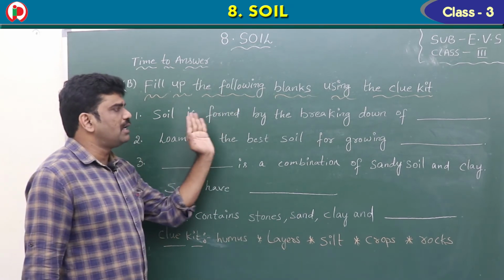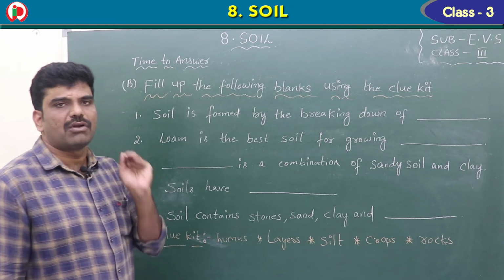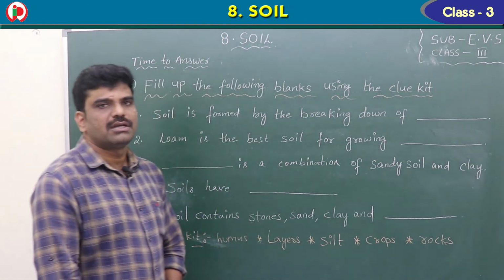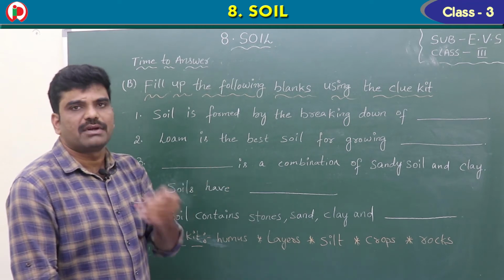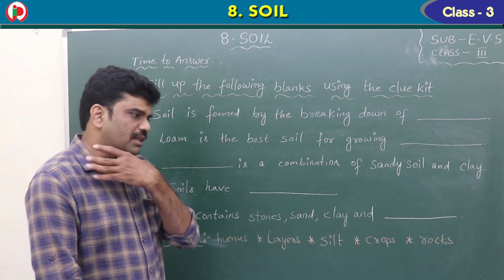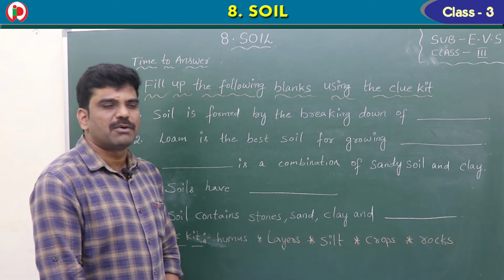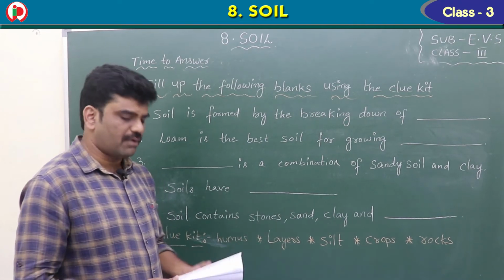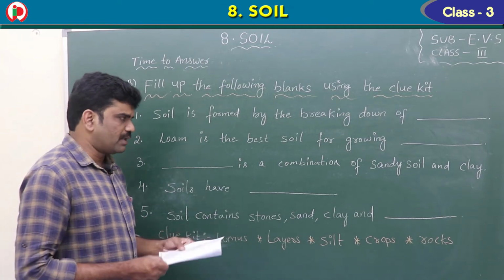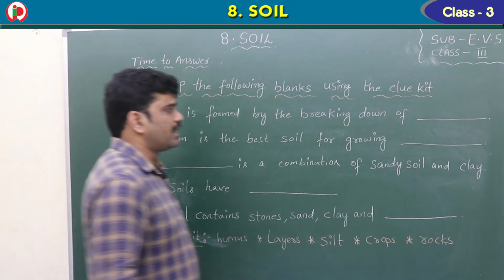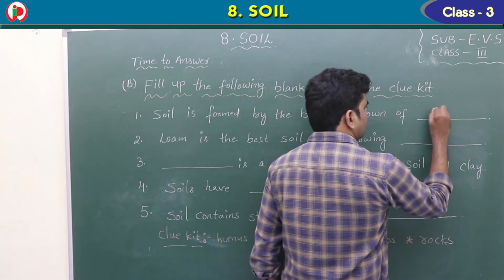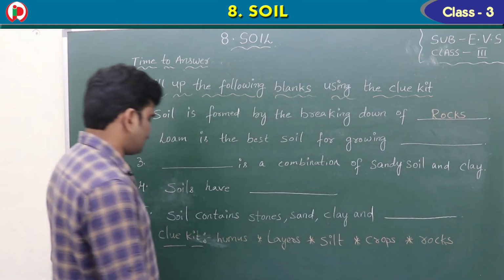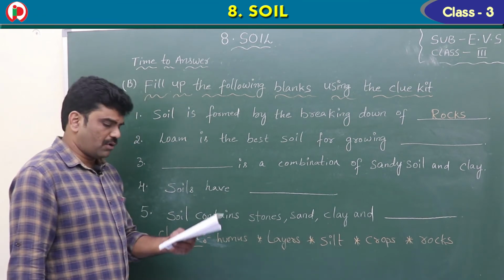First one, soil is formed by the breaking down of dash. You know that the breaking down of large rocks converts them into pebbles, and when the water washes, these pebbles are thrown far away, and due to rubbing the soil is formed. So here the first one is: soil is formed by the breaking down of rocks. R-O-C-K-S.